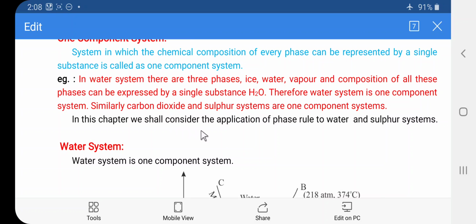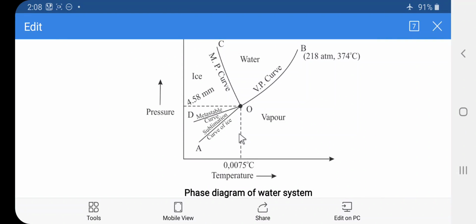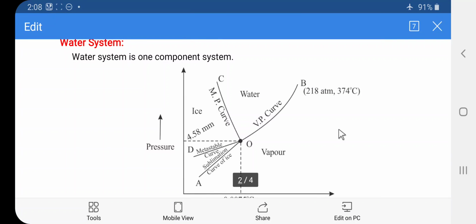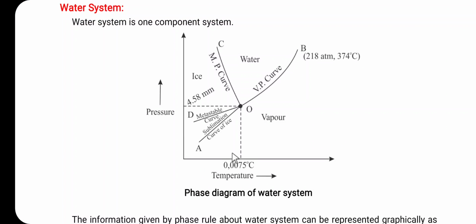In this lecture we are going to discuss the water system. This is a phase diagram for the water system. Here is how the phase diagram is constructed: it is a graph of pressure versus temperature for the water system. In the case of water there are three phases, that is ice, water and water vapor.